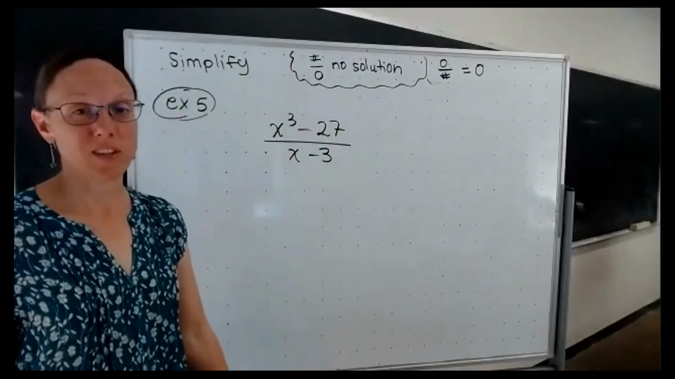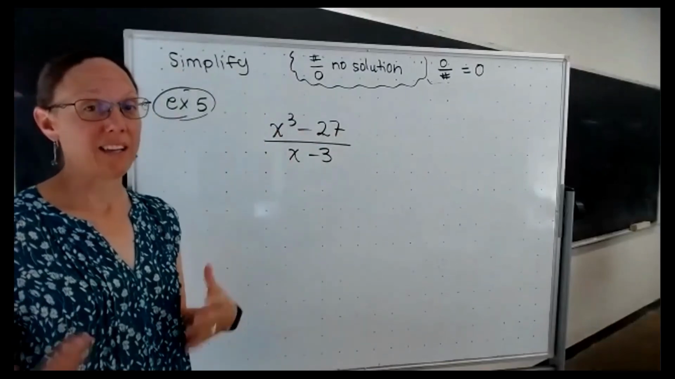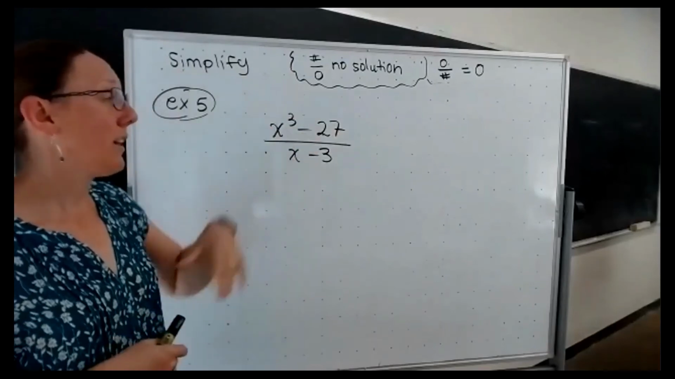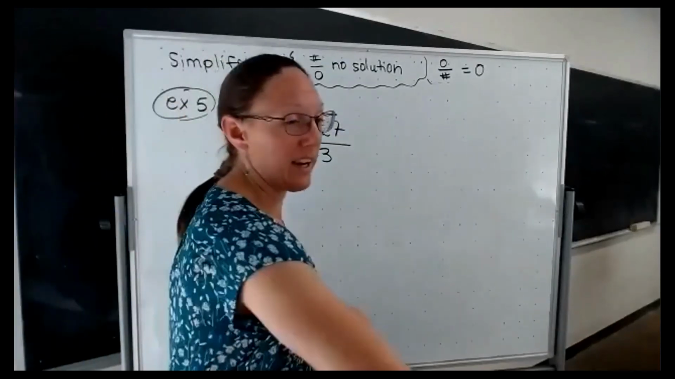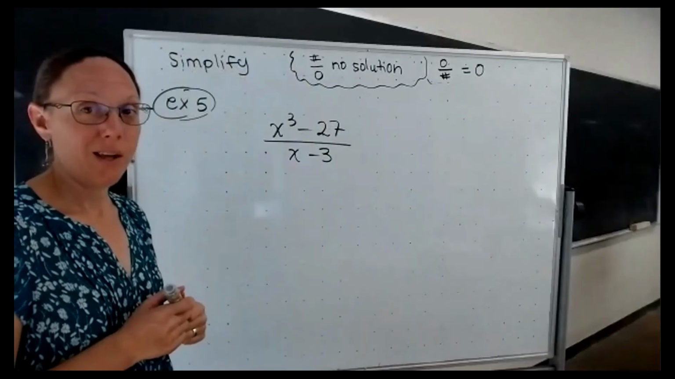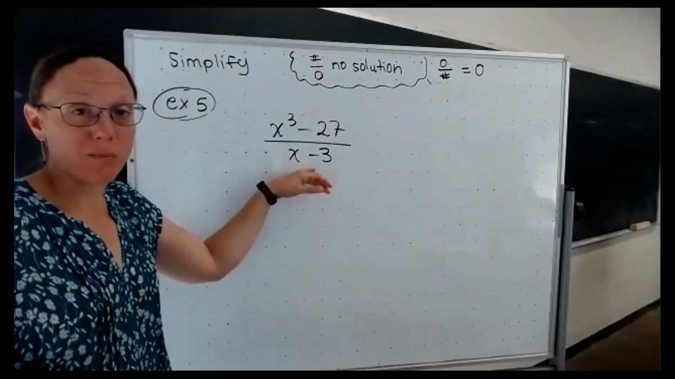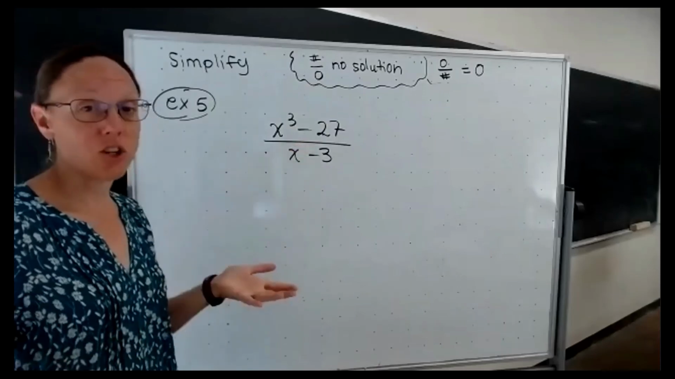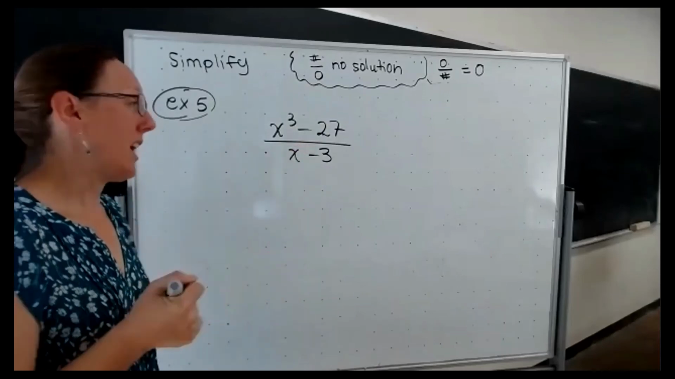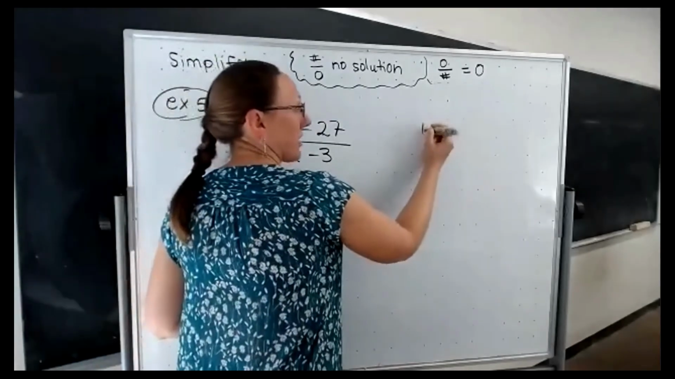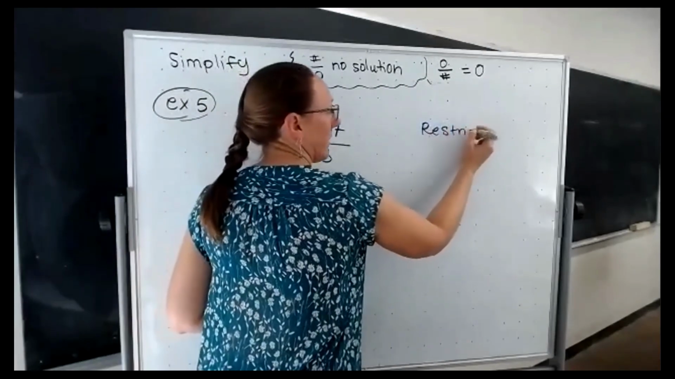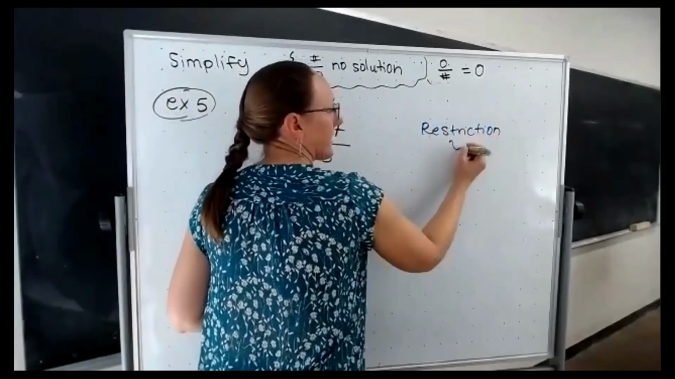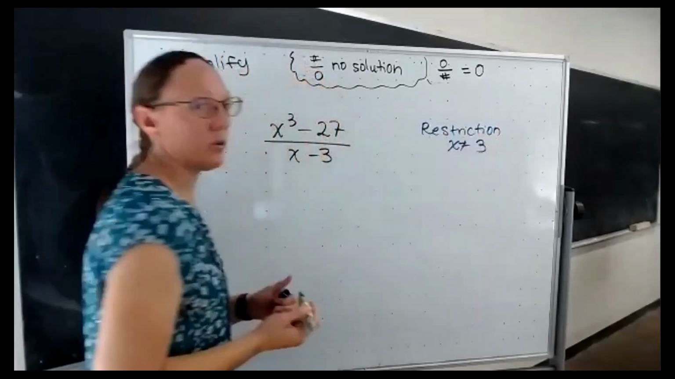My instructions are the same. Simplify and state the restrictions. Well, when I look at this, I can go straight to stating those restrictions because there's nothing to do with the bottom. It's already a linear term. So I can already write that the restriction is that x cannot be equal to 3.